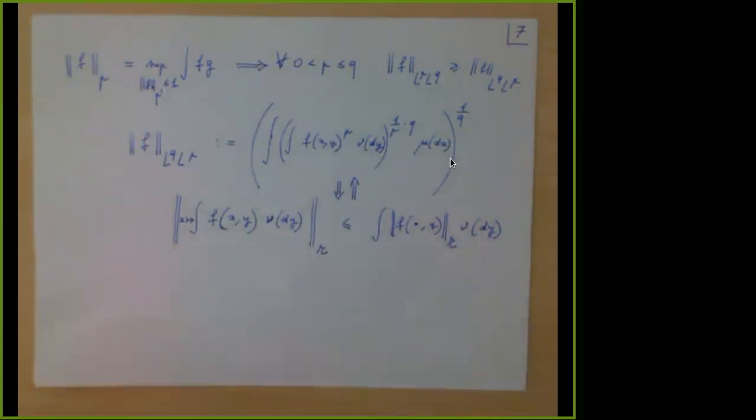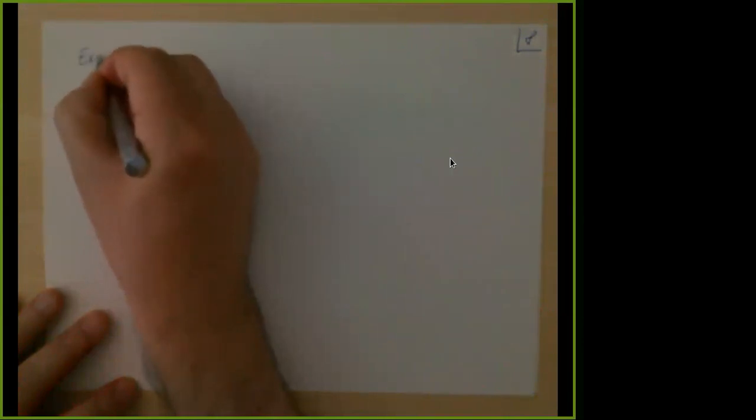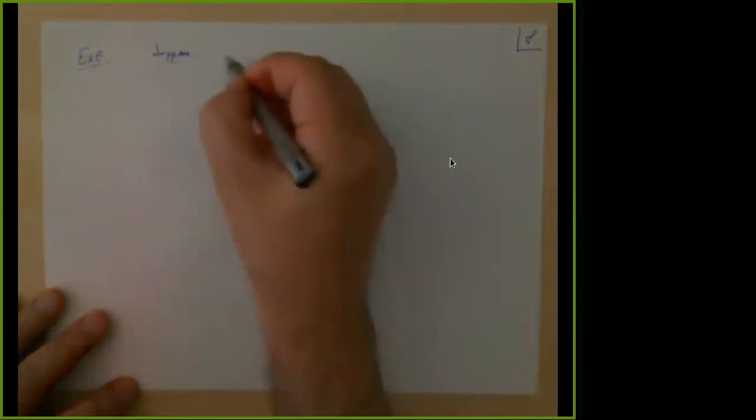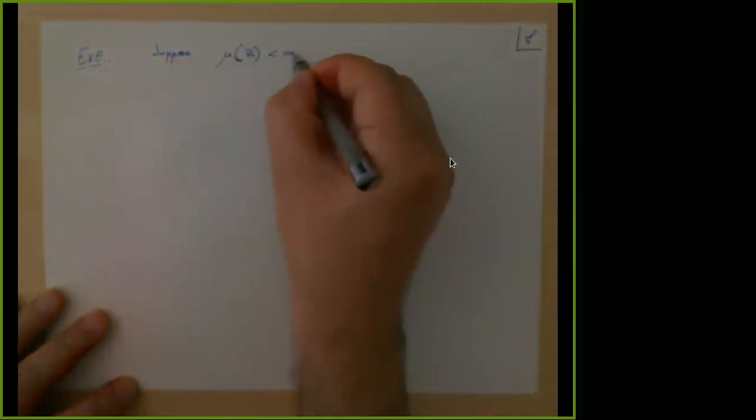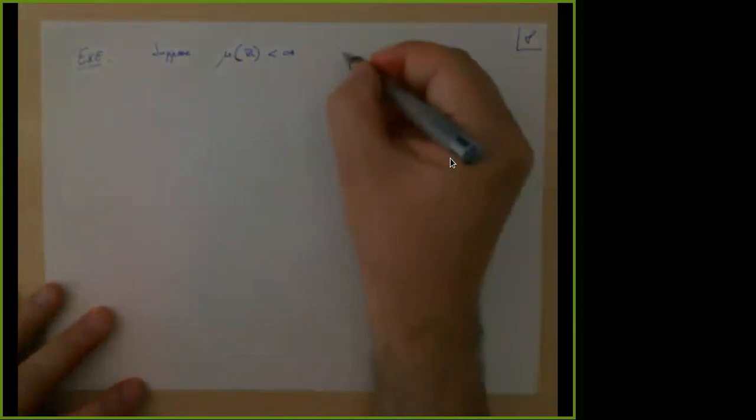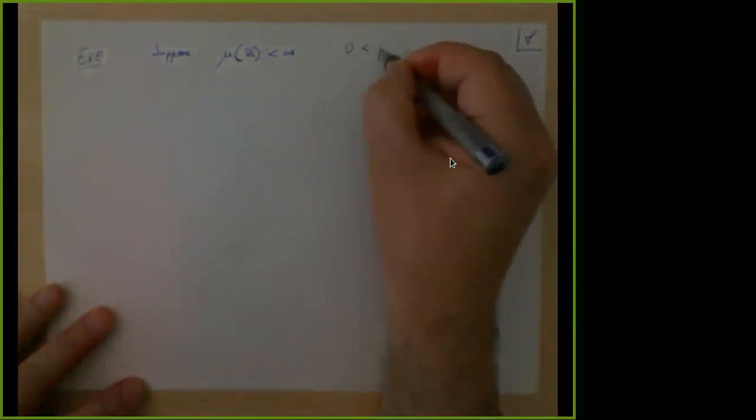Okay. There is another quite important consequence of Hölder's inequality that I wanted to discuss, which is a very natural question. First of all, I ask you to check something by yourself. So I propose an exercise that is the following. Suppose that we have a weight mu which is finite. Then take, as before, 0 less than p less than q.